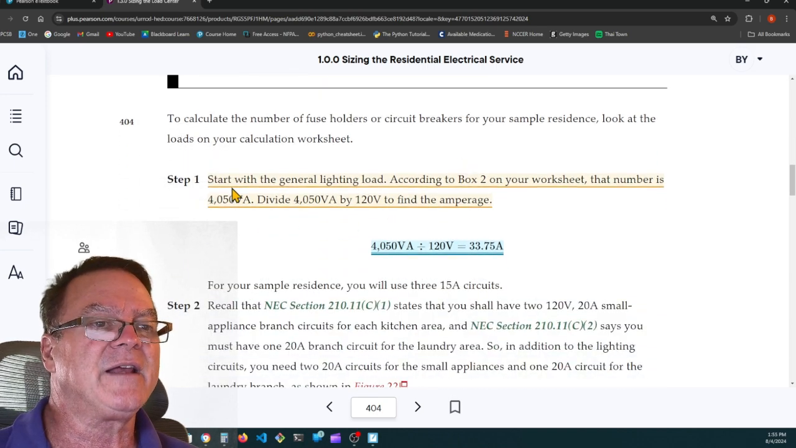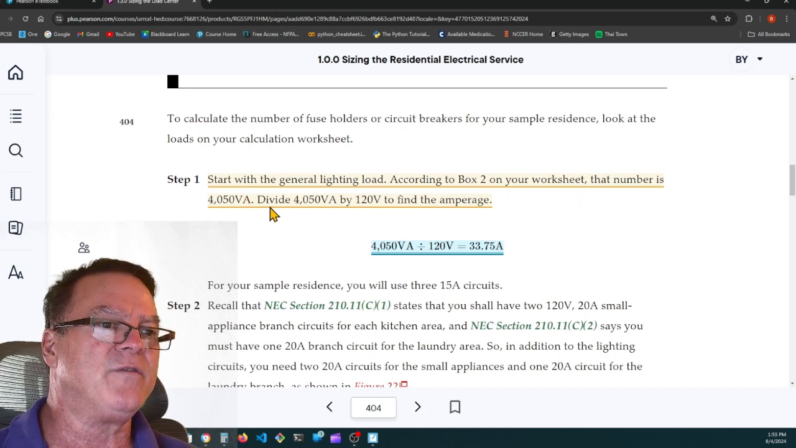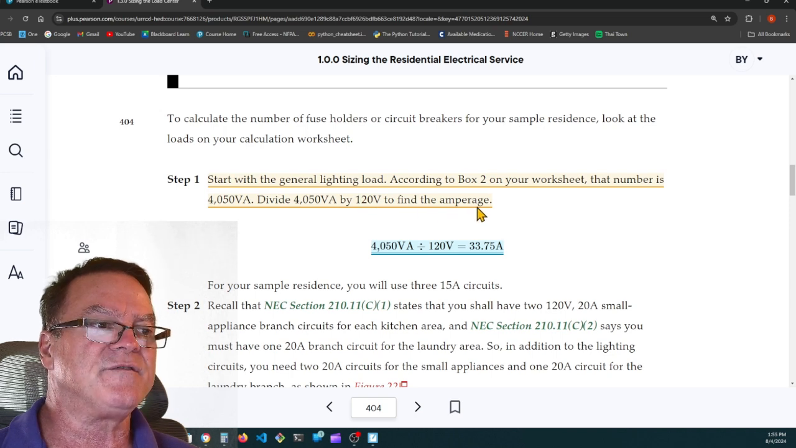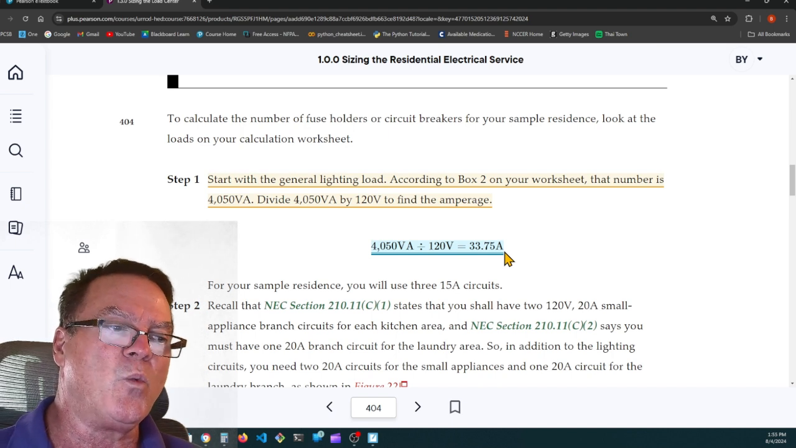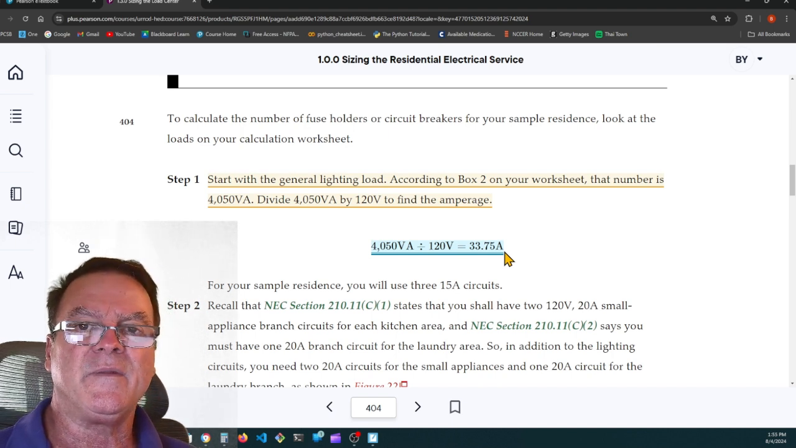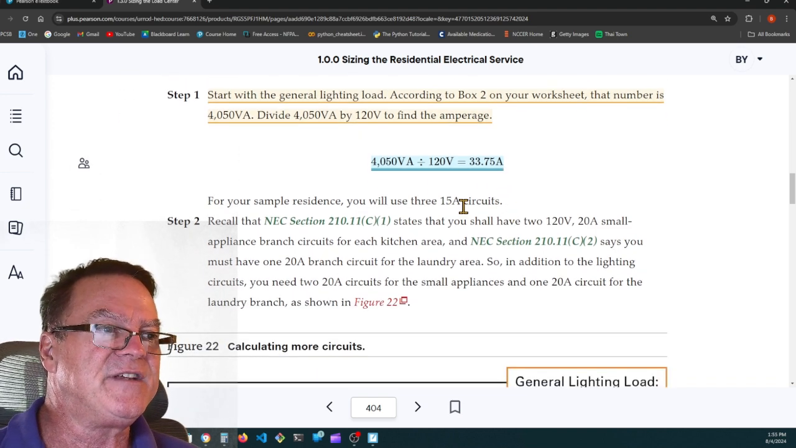Here is a highlight, step 1. It says, start with a general lighting load. According to box 2 on your worksheet, that number is 4,050 volt-amps. Divide 4,050 volt-amps by 120 volts to find the amperage. So 4,050 volt-amps divided by 120 volts is 33.75 amps. Now, we're going to want to divide that either by 15 or 20 amps. It says for your sample residence, you'll use three 15 amp circuits.